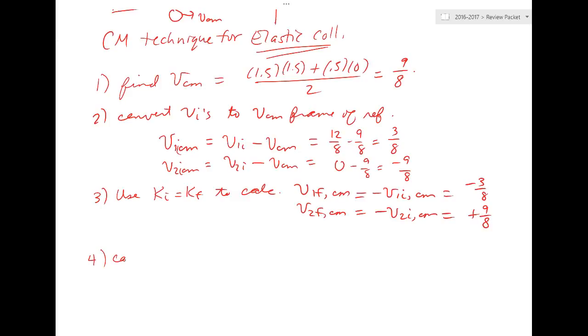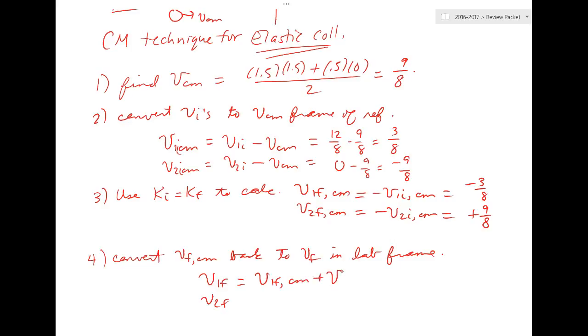Now the final step is to convert V final in the center of mass frame back to V final in what we call the lab frame. Notice that what we did before was we subtract the center of mass. So now to get V1 final and V2 final, we're just going to have to add it. So take V1 final center of mass and add V center of mass. So it's going to be negative 3/8 plus 9/8, and that's going to give us 6/8, which is exactly what we found doing this the long way. And I'll show you that slide in just a second.